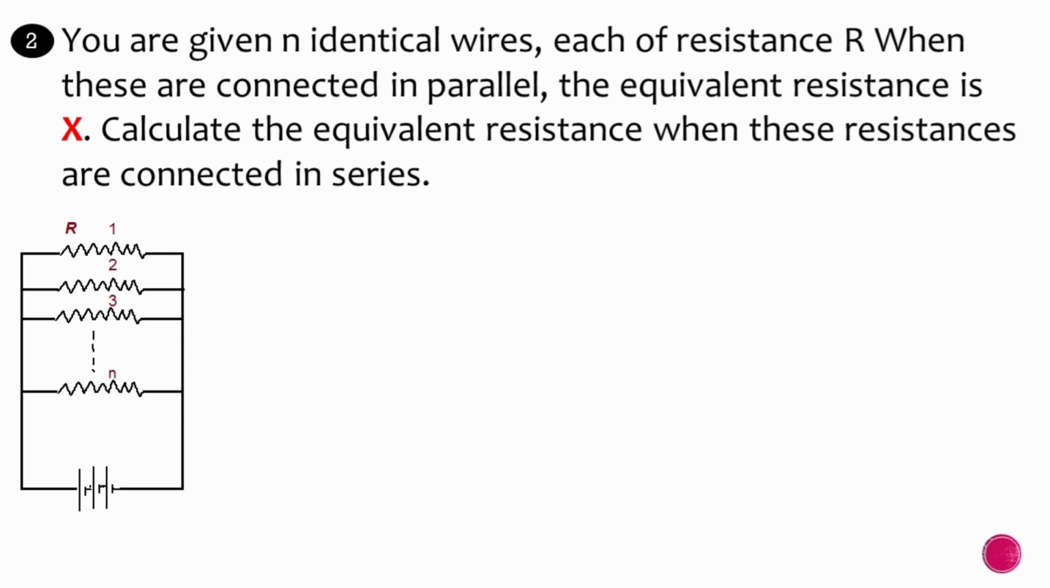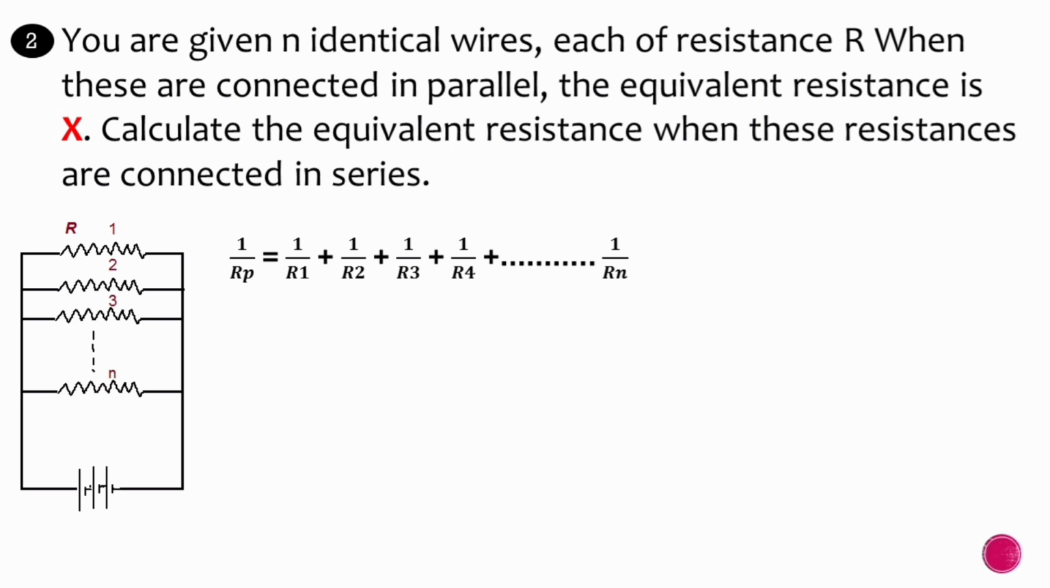So let's draw the circuit. There are n resistors of resistance R and they are connected in parallel. How will you find the equivalent resistance in a parallel connection? Yes, we take the sum of the reciprocal of the individual resistances. So 1 by Rp equal to 1 by R1 plus 1 by R2 etc. up to 1 by Rn.